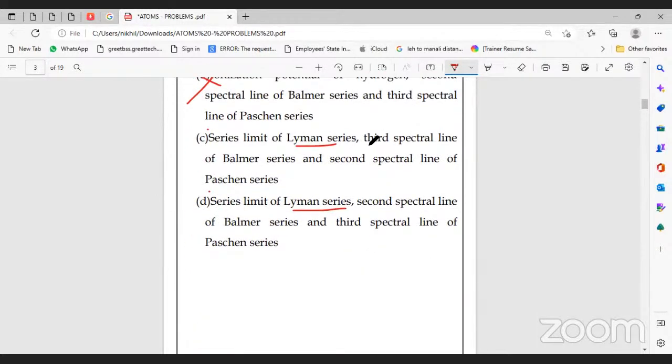Third member of Balmer series, option C, correct. But here it is talking about the second spectral line, so it is not possible. So A represents the series limit of Lyman series, B represents the third spectral line of the Balmer series, and finally C represents the second spectral line of the Pascal series. So which will be the right option? Yes, option C.